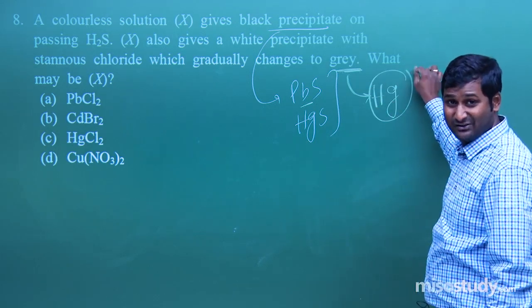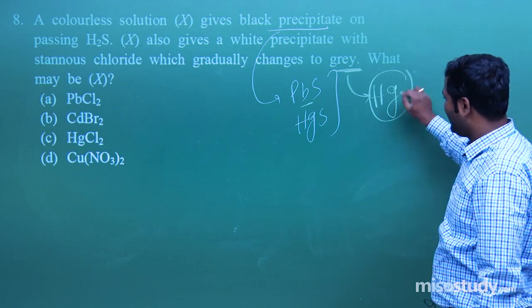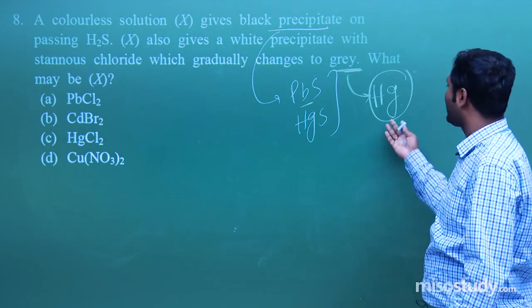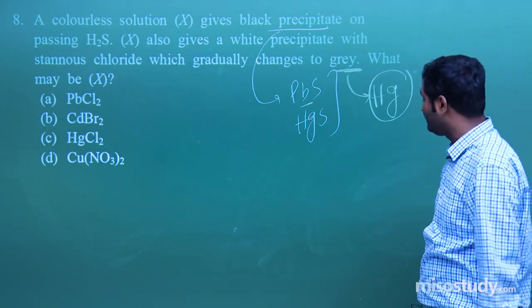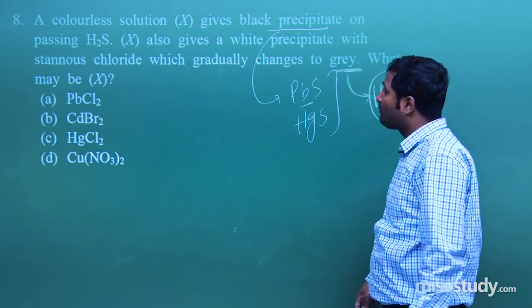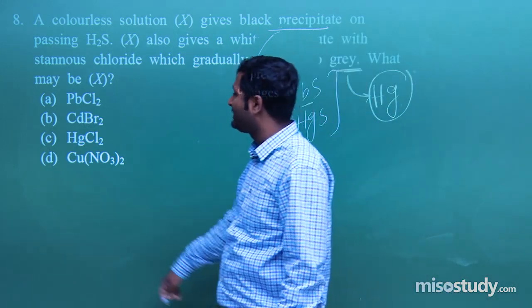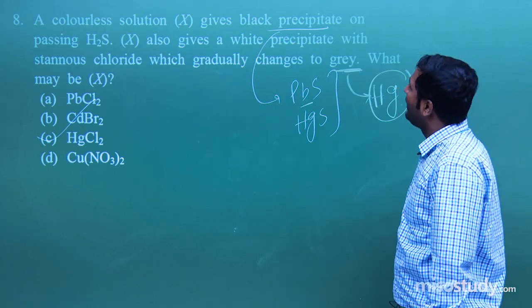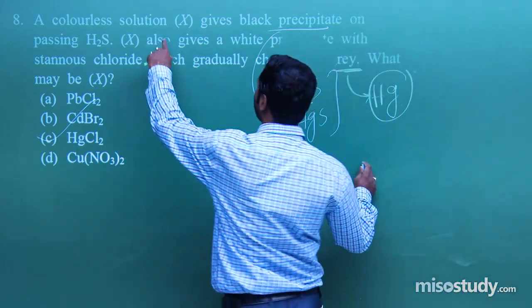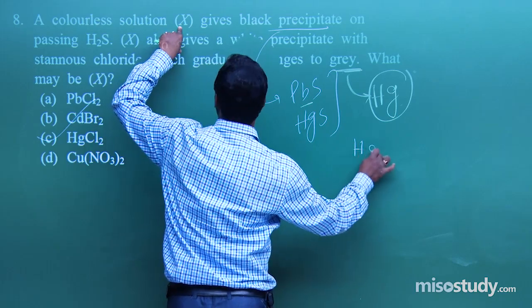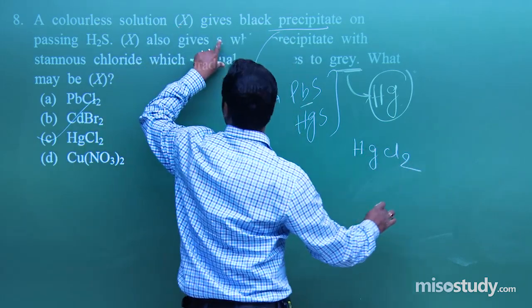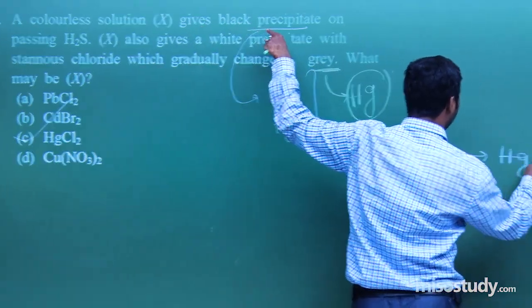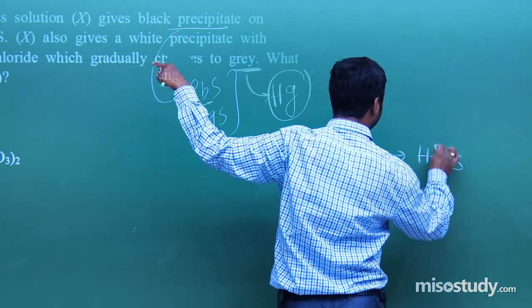I have discussed it in salt analysis also. What may be the X? Completely, the X is a compound of Hg, a compound of mercury. So compound of mercury, check it out, only one option, that is HgCl2. Clear to you? Now what is the reaction? HgCl2 on passing H2S gas gives you HgS, that is the black precipitate.